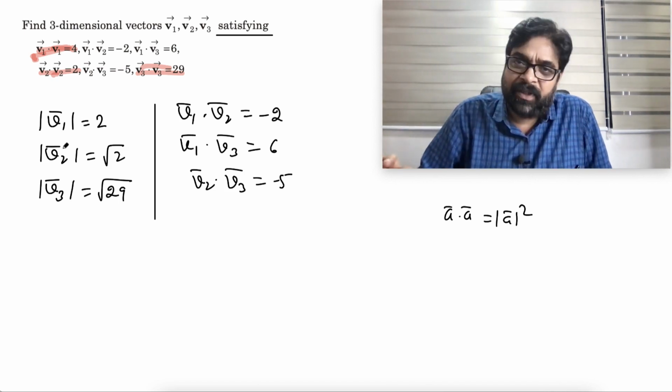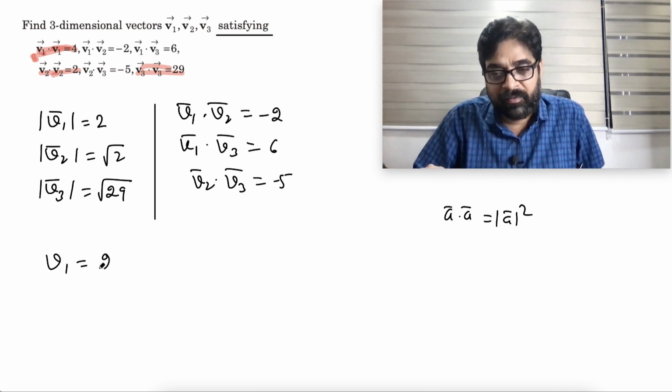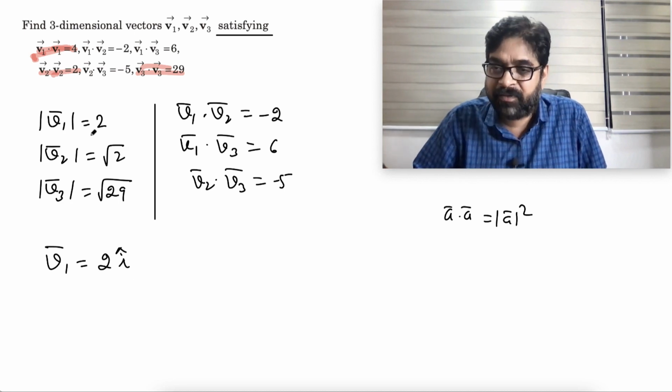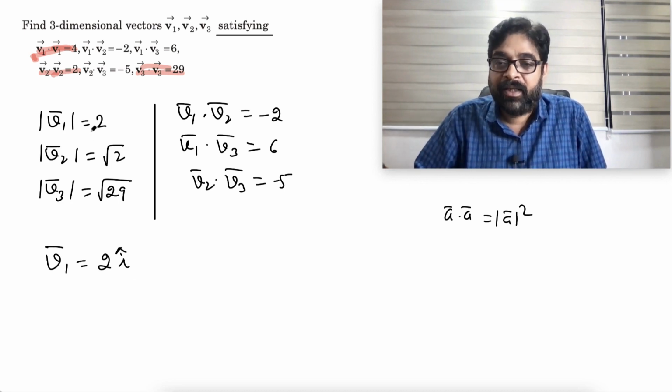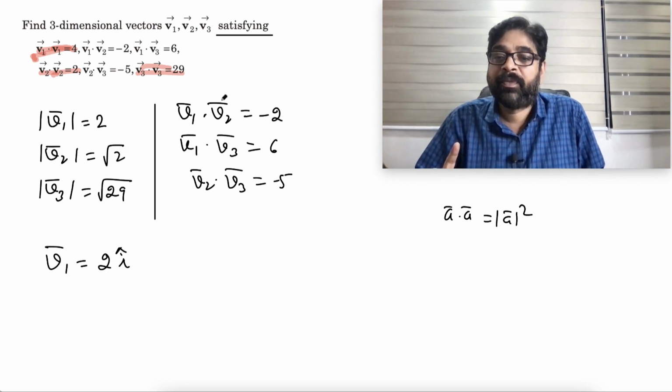Mod, I will start with the V1. Mod V1 equal to 2. Nothing is lost in taking V1 equal to 2i cap. It is satisfying this condition. It should satisfy this condition also.